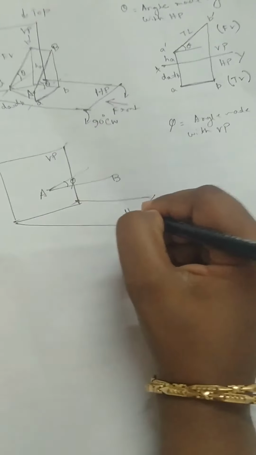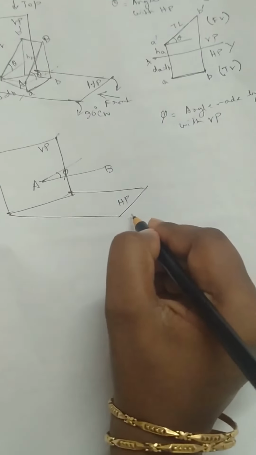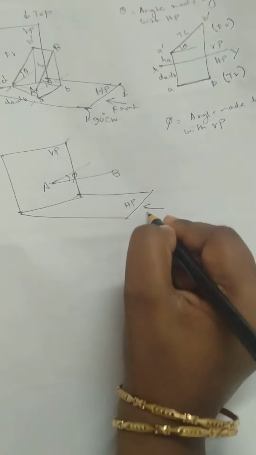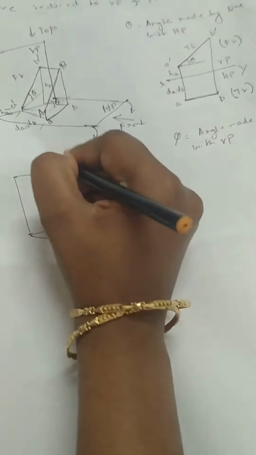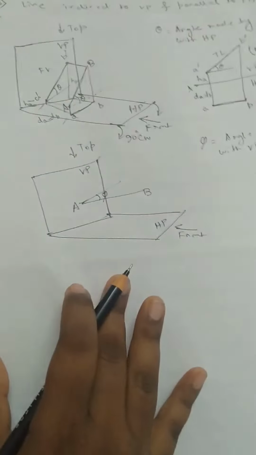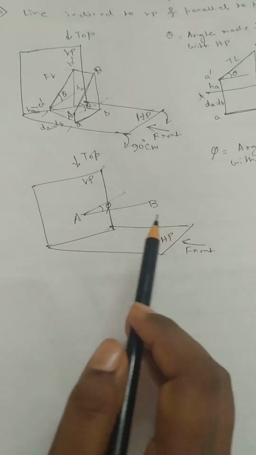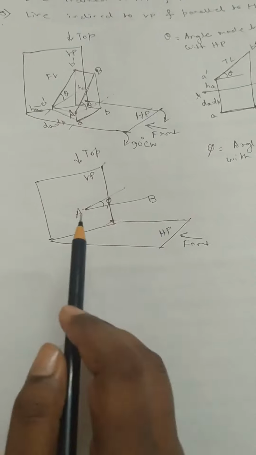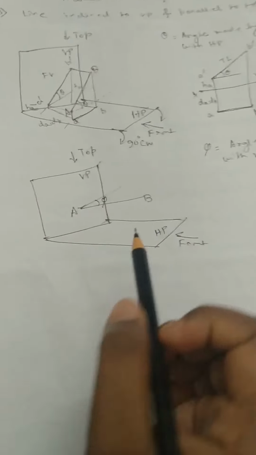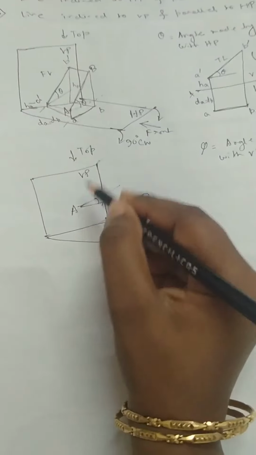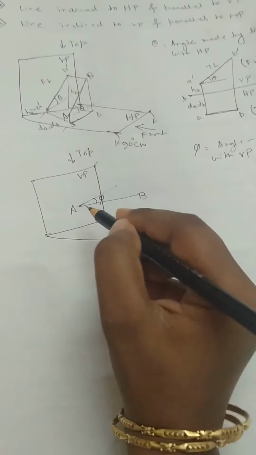This is again HP VP. Again we have to see this thing in front view and top view. So now how will you get the true length of AB? It will obviously be from the top, so we are going to start from our top view.